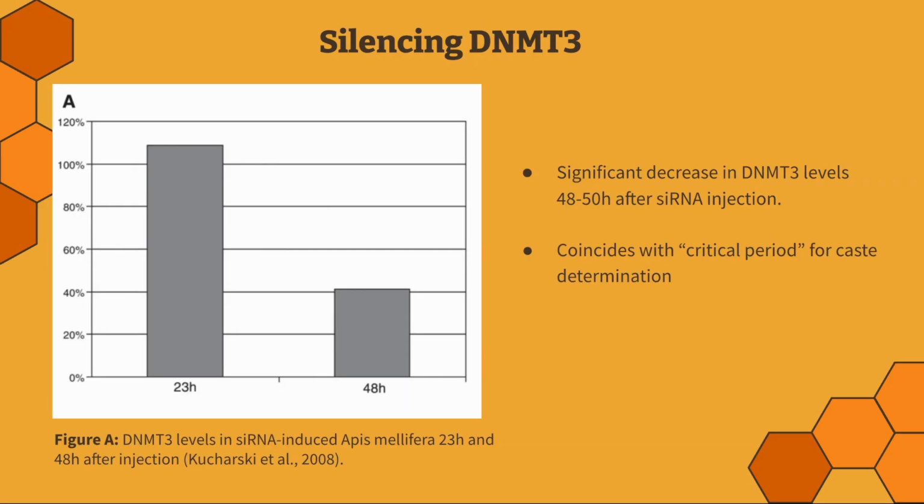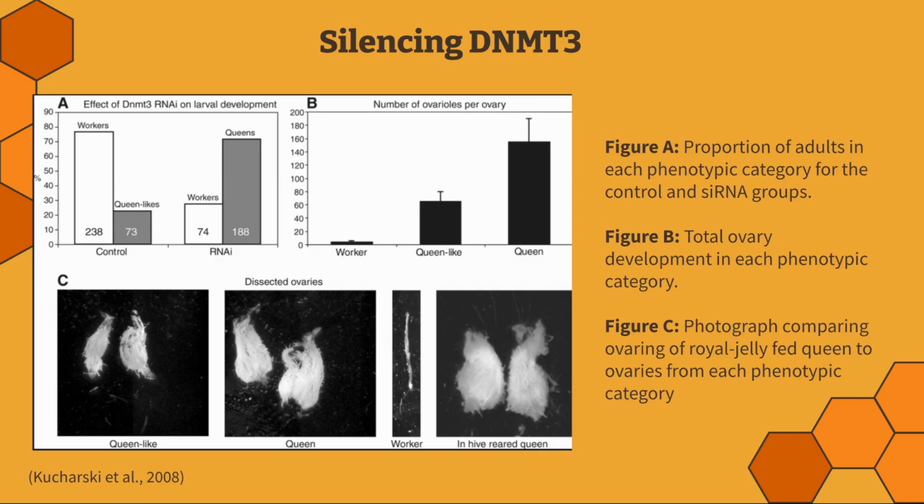Among the larvae that received siRNA, DNMT3 levels dropped substantially after 48 to 50 hours. This time frame coincides with the 3rd day of larval development, which is considered the critical period for whether a larva develops into a queen or a worker. So, since silencing DNMT3 seems to mimic the effects of royal jelly, we can infer that royal jelly might inhibit DNMT3. The larvae were left to develop into adults and assessed for queen and worker traits.